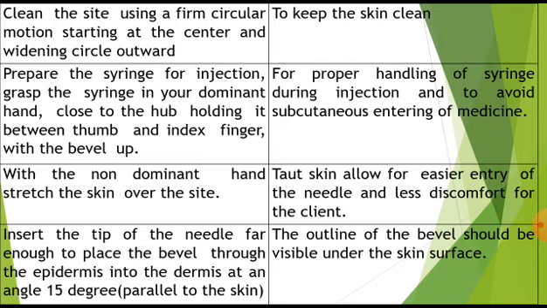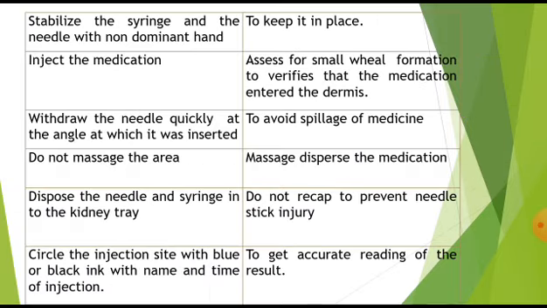Insert the tip of the needle far enough to place the bevel through the epidermis into the dermis at an angle of 15 degrees, that is parallel to the skin. So the angle of insertion of the needle in case of intradermal injection is 15 degrees. And the outline of the bevel should be visible under the skin surface. Then stabilize the syringe and the needle with the non-dominant hand, that is to keep it in place.